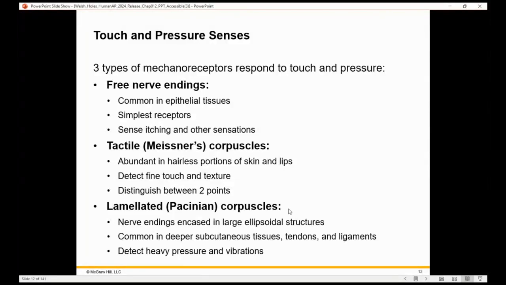And then the lamellated Pacinian corpuscles. These are nerve endings encased in large ellipsoidal structures. They're common in the deeper subcutaneous tissues and tendons and ligaments. They detect heavy pressure and vibrations.